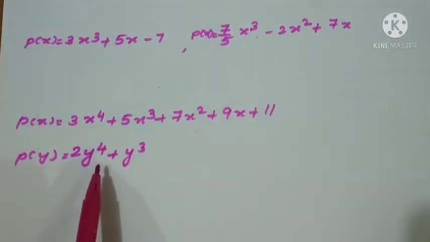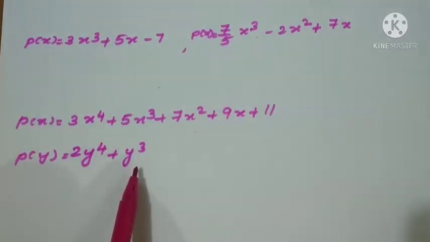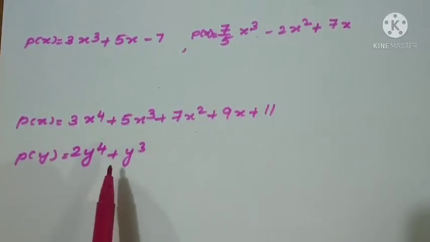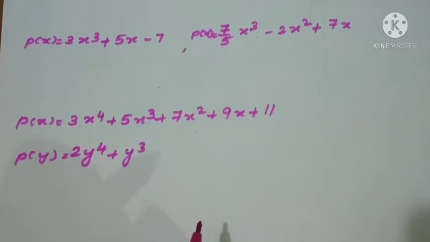Similarly, 2y raised to 4 plus y cube. It's a polynomial in y because the power of y is a positive integer, and we can make the conclusion that the highest power of y is 4. So it is also an example for a polynomial of degree 4. That is, by name especially, we can call it a biquadratic polynomial.